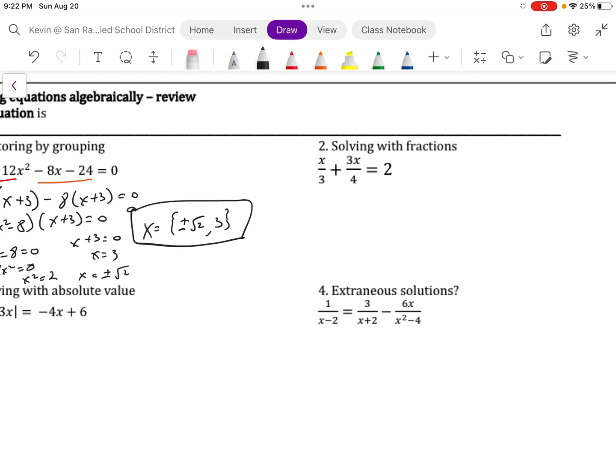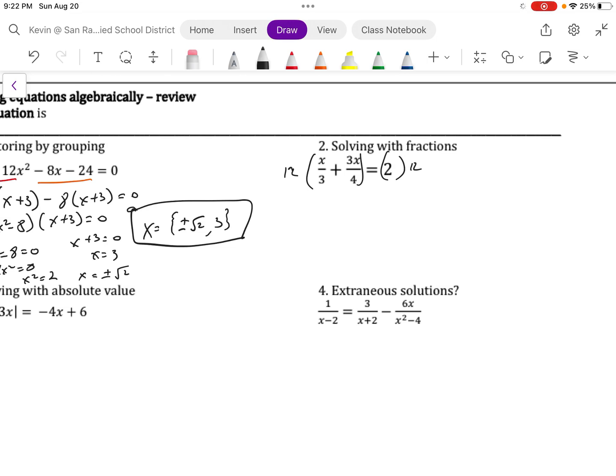Okay, coming over here, we're solving with fractions. We don't like fractions. We want to get rid of the denominators. So we look for the lowest common denominator, which would be 12. And we're going to multiply both the left and right by 12, because whatever we do to one side of the equal sign, we do to the other.